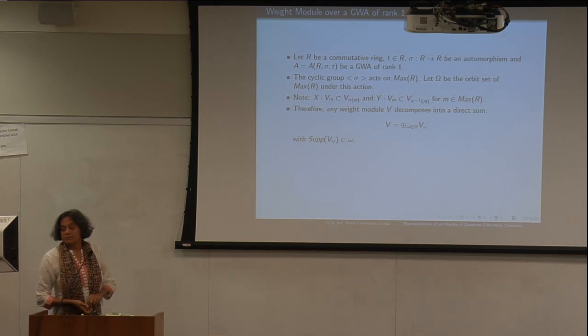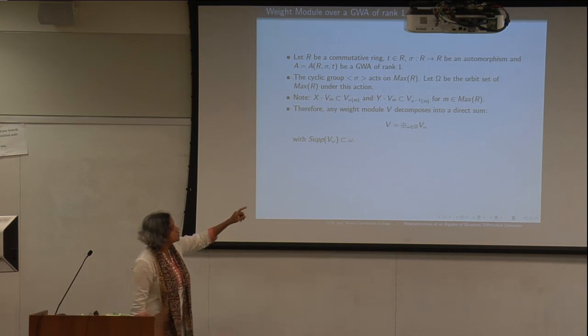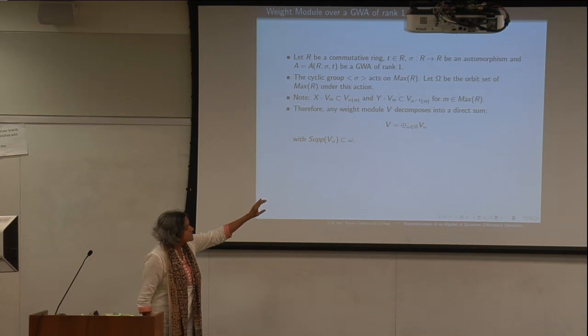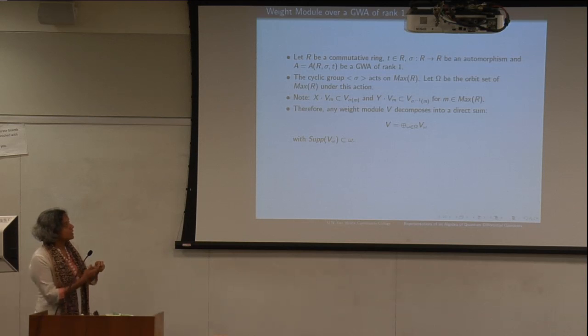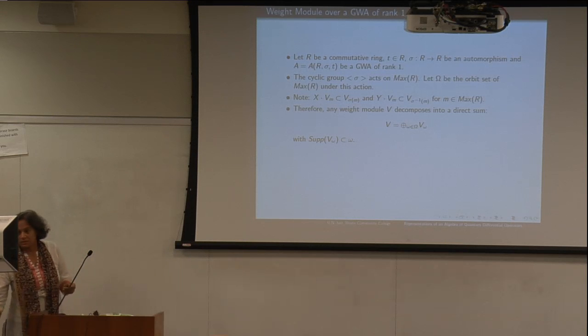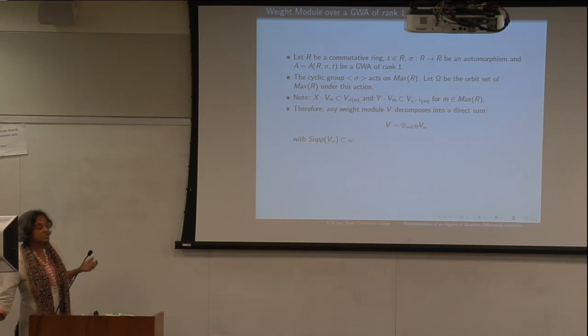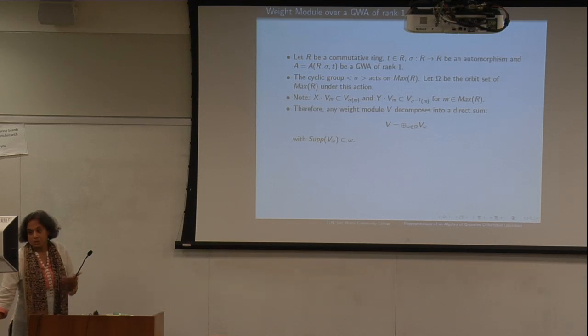So because of this, any weight module decomposes into submodules, where V sub omega corresponds to the orbit omega. Every V sub omega is a submodule of V. So it's enough to study the V sub omegas, basically.